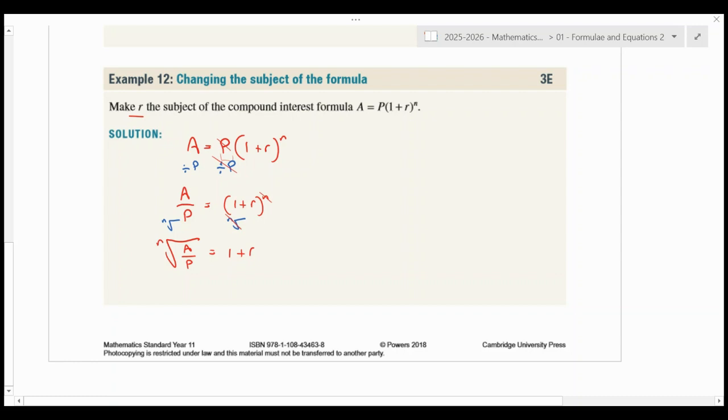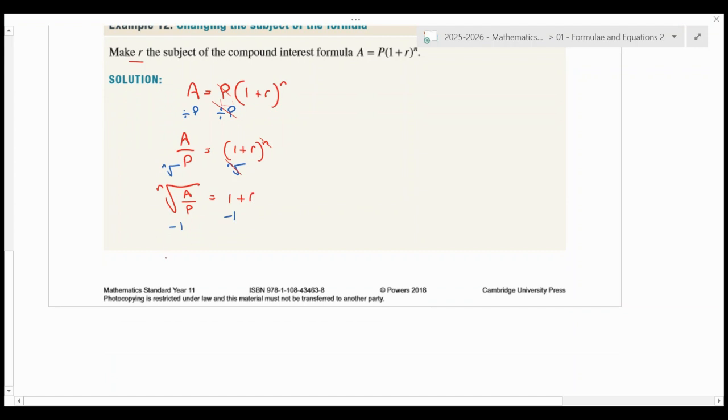We still don't have R on its own, but we do have a 1 there that we can get rid of. And to get rid of the 1, we're going to subtract 1 from both sides. Something I'm going to do just so you can see it, I'll delete it as well, but I'm just going to do it to start off with. I'm going to put that in brackets. So nth root of A over P, I'll just close the bracket, minus 1 equals R.